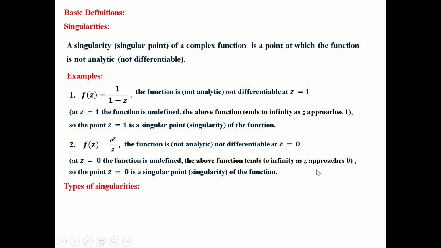Now, types of singularity. Mainly there are three types: isolated, removable, and essential. Now we'll see isolated singularities, because we need isolated singularity to find the inverse Z transformation. So we are concentrating only on the isolated singularity.